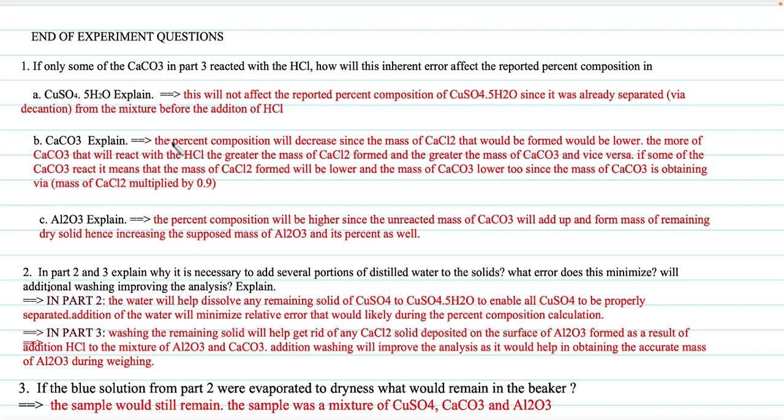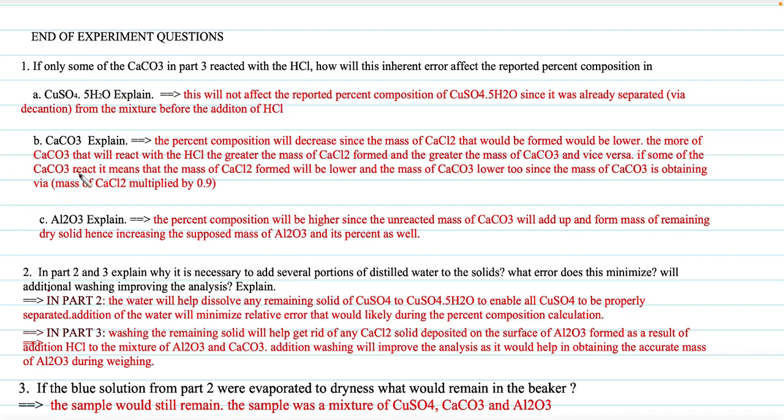Now look at what I said here. I said the percentage composition will decrease because they asked us if some part of this did not react. So if some part of it did not react, that means the calcium chloride that will be formed will actually reduce as well. So we said the percentage will decrease since the mass of calcium chloride that would be formed would be lower. The more of calcium carbonate that will react with HCl, the greater the mass of CaCl2 formed, and the greater the mass of this, and vice versa.